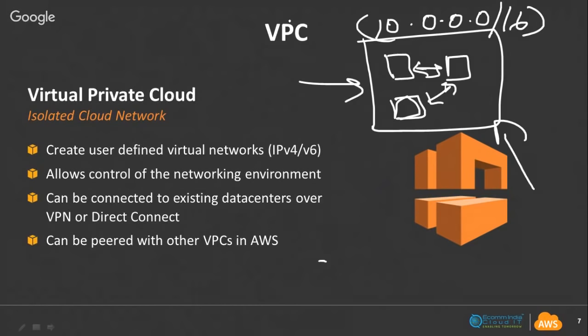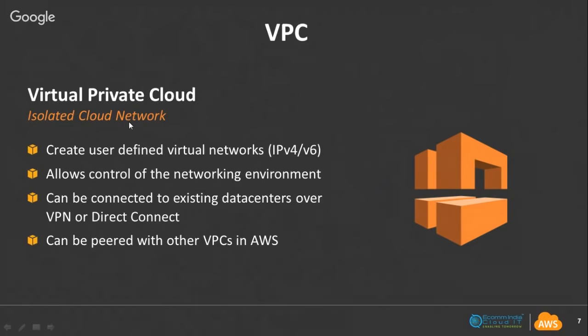Now, the key point to remember here is that this is a virtual network. It is not a network where you're getting a physical part of the AWS network. You don't get a physical network with AWS. It's more or less a virtualized network on top of the physical layer.